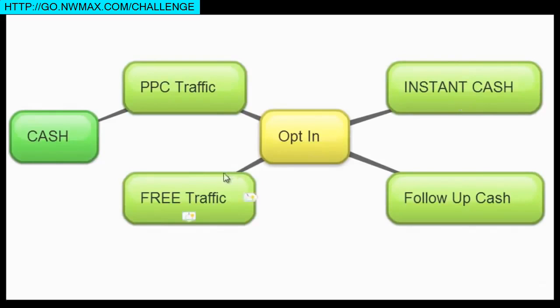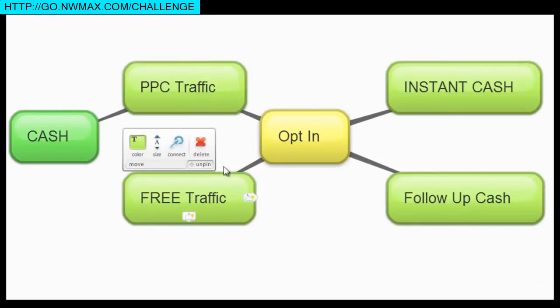So the simple system that I use is really a 3-step process. Some people could say 4, but I really think of it more as 3. The first phase is the traffic phase. That's where you're either going to buy pay-per-click traffic if you have money, but if you don't, then there's free traffic from your blog or from social media accounts like YouTube or Facebook.